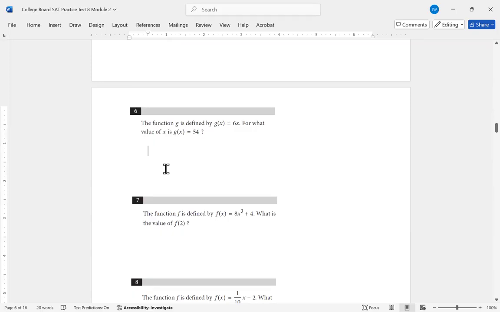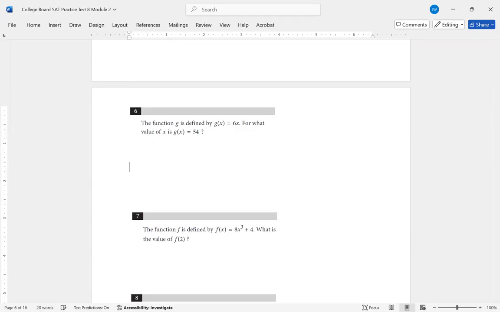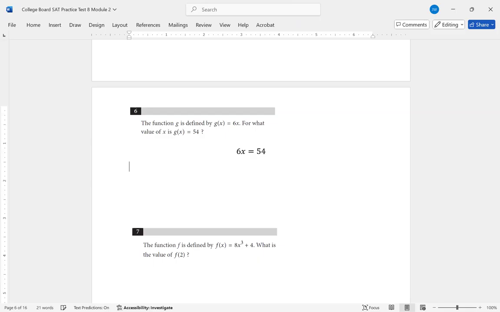Question 6. The function g is defined by g of x is equal to 6x. For what value of x is g of x equal to 54? So we're looking for the output value to be 54. We know that 6x is equal to the output value. So we're asking, when does 6x equal 54?